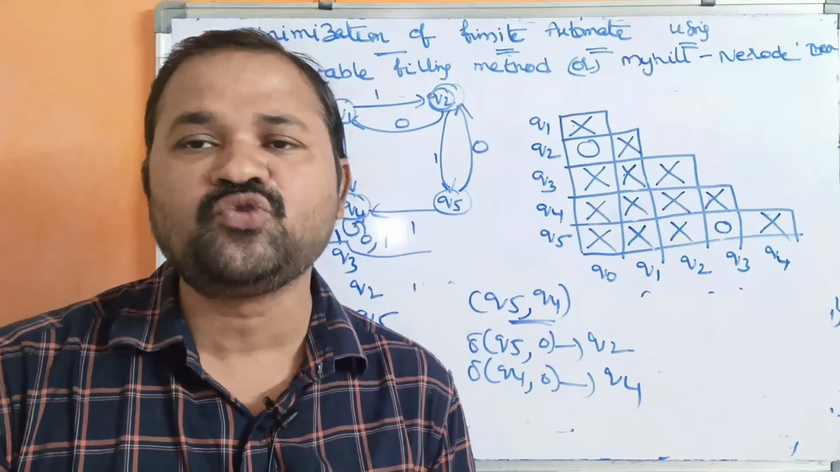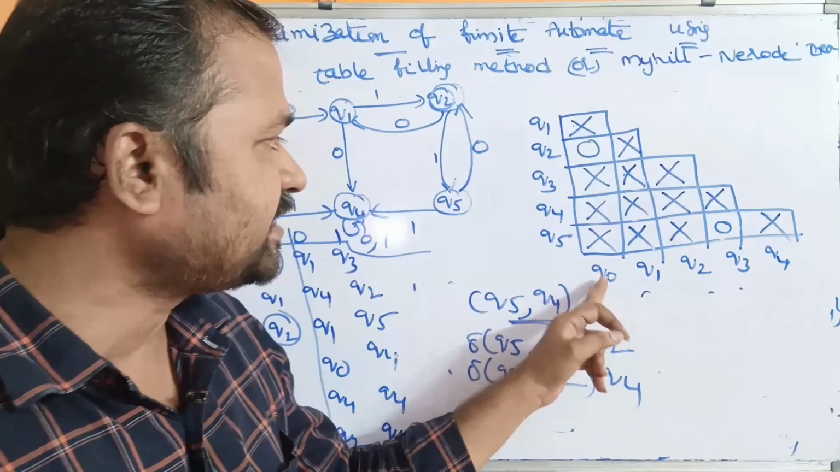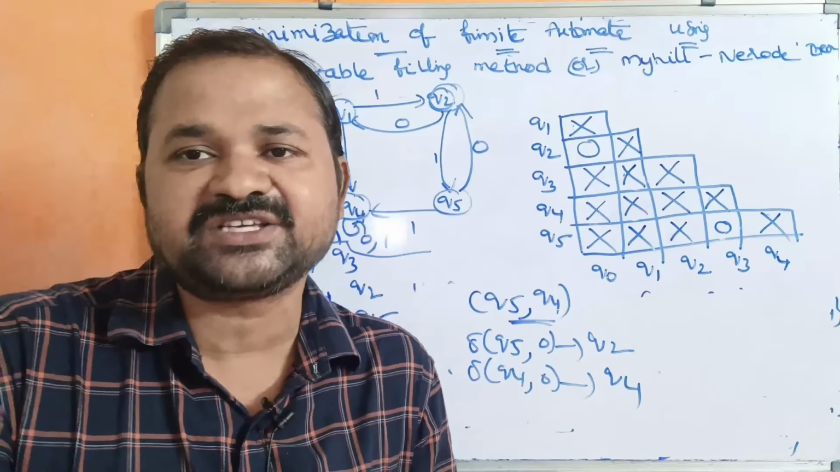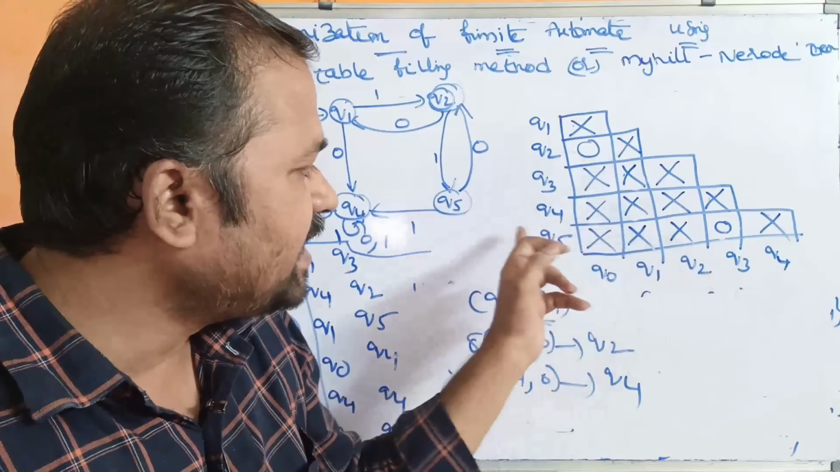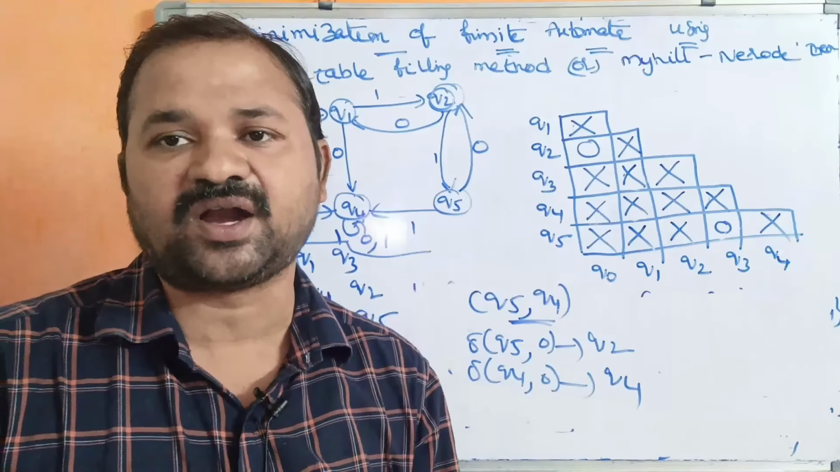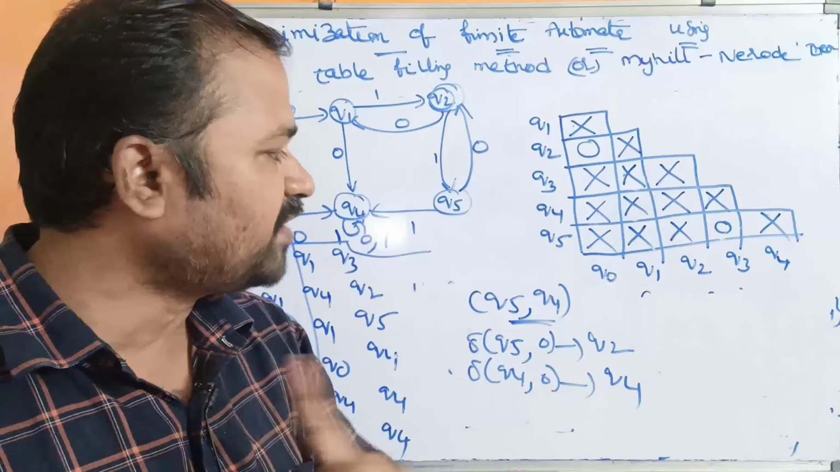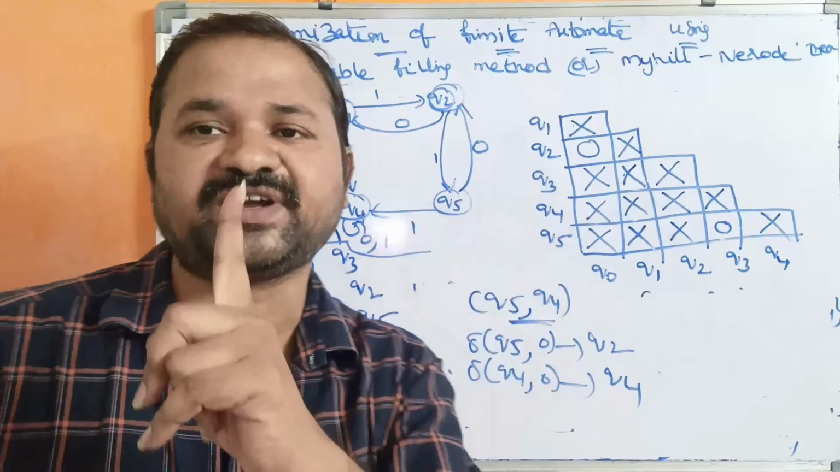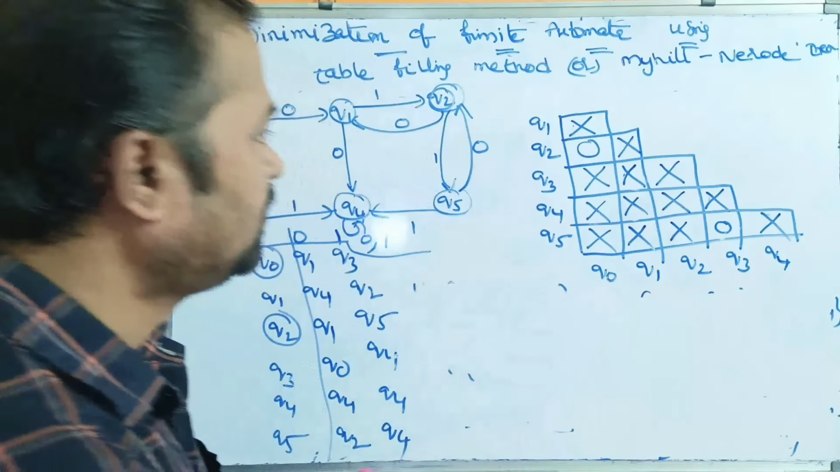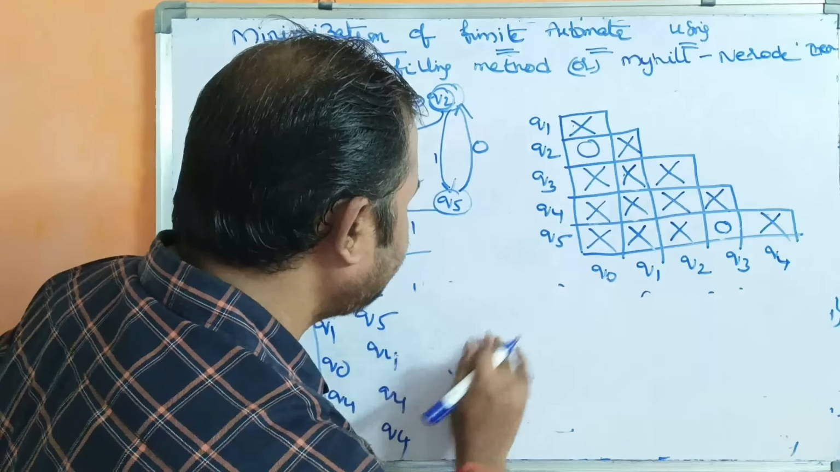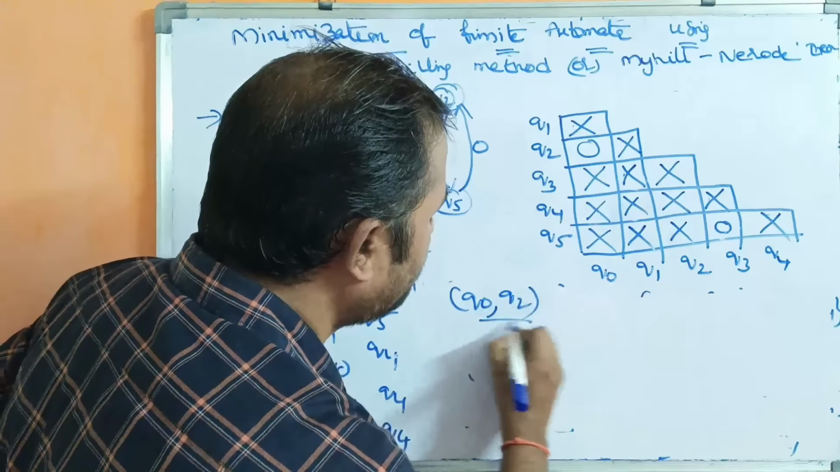Now we have to do one more iteration and check whether the two unmarked pairs are still unmarked. Let us do the process one more time and check whether Q0 and Q2 and Q5 and Q3 are marked or not. If they are still unmarked, then we can merge Q0 and Q2 into one state and Q3 and Q5 into one state. Okay, so let us do that process. What is the pair? Q0 Q2. Here we have two unmarked pairs. Let us check whether we can do marking or not.